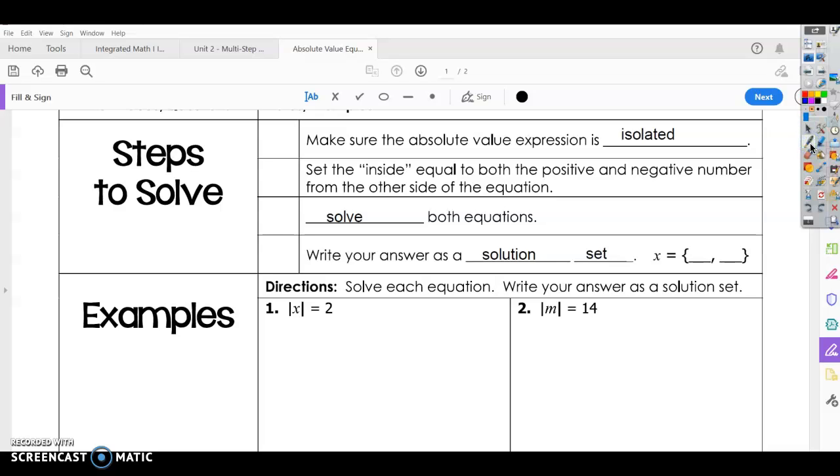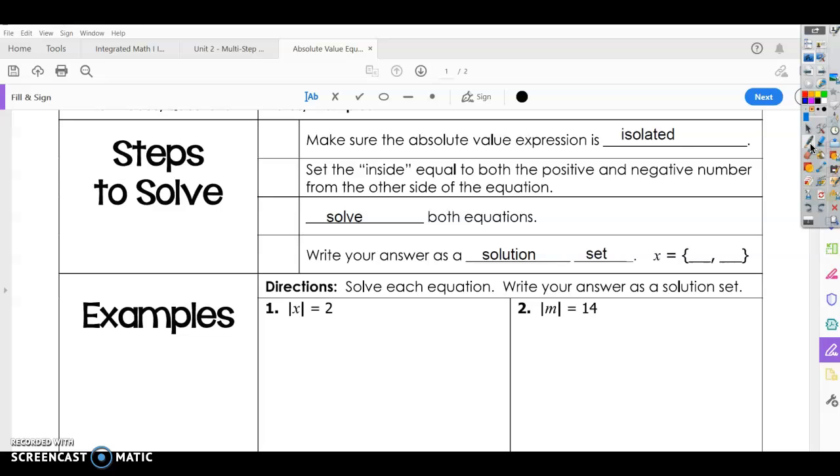Alright guys, today we're going to talk about absolute value expressions and equations and how to solve those. Steps to solve: make sure the absolute value expression is isolated. That means it's by itself. That means there's not a 2 times something in absolute value, or it's not divided by, or there's not a plus or minus on that side of the equation. Isolated means the absolute value is by itself.